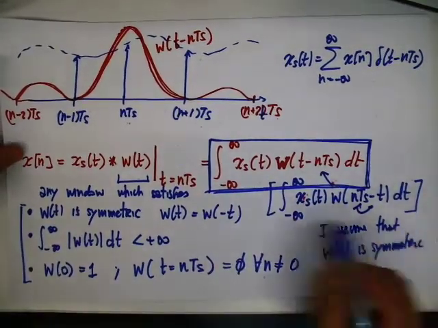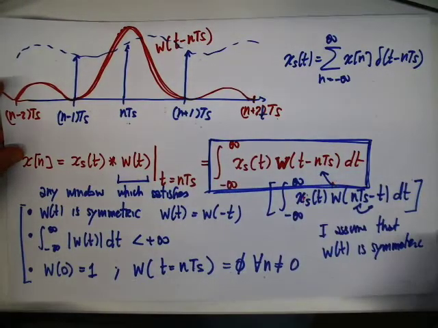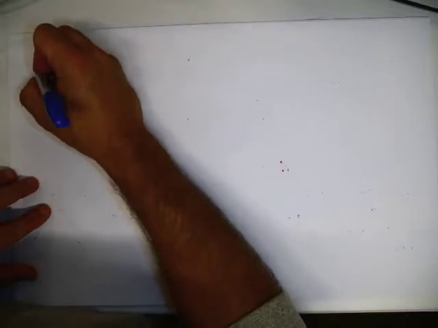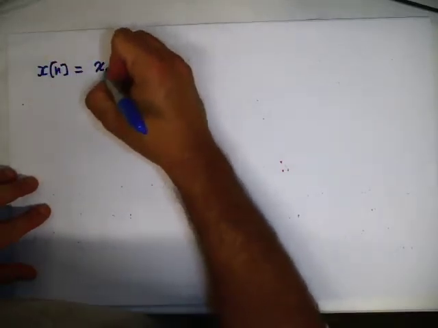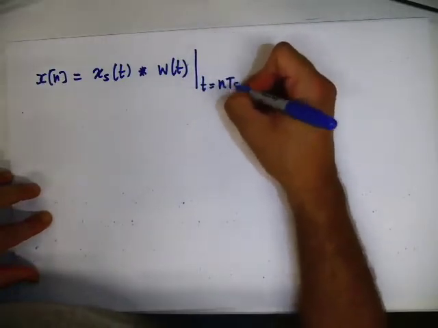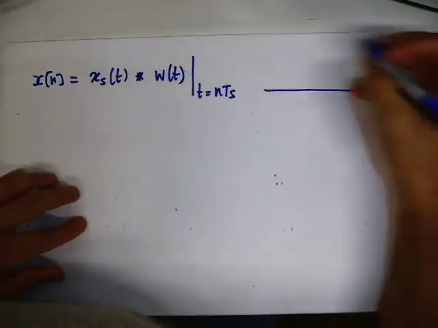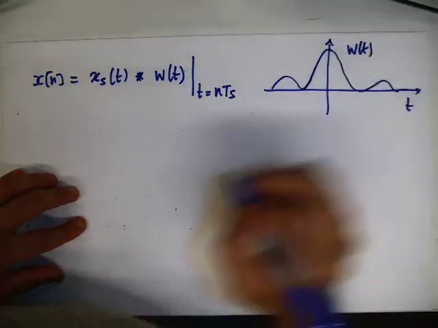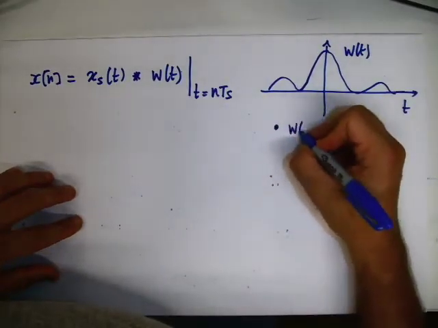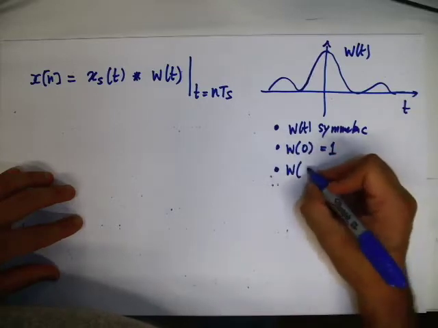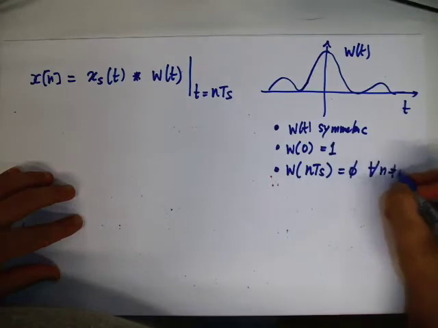So let's see now if we can rewrite this expression in terms of the discrete-time Fourier transform. So x[n] is equal to the Dirac-ified signal convolved with W(t), and then computed at t equal to nT_s. And the window that we choose has to be symmetric. W at 0 has to be equal to 1. W at nT_s has to be equal to 0 for any n different than 0.